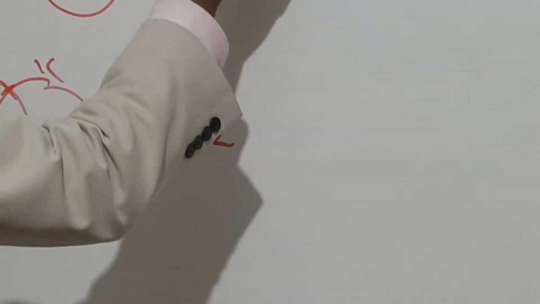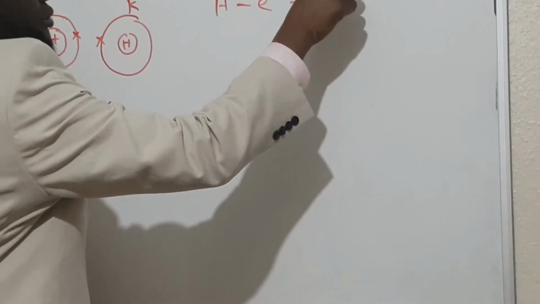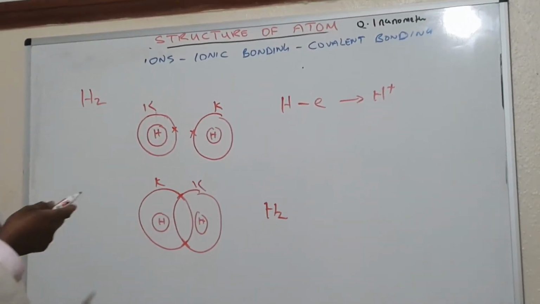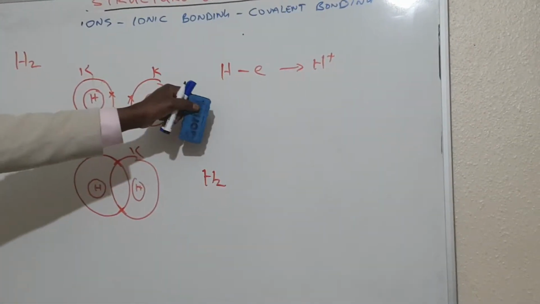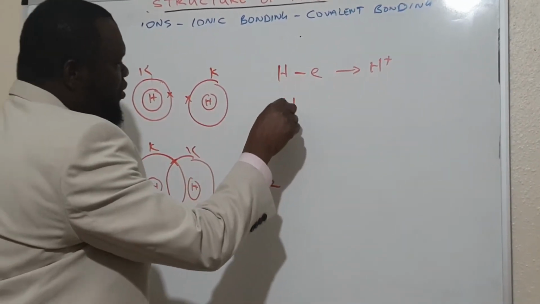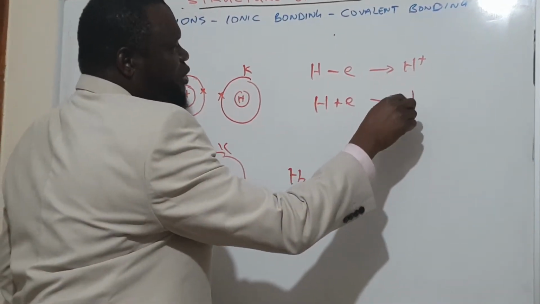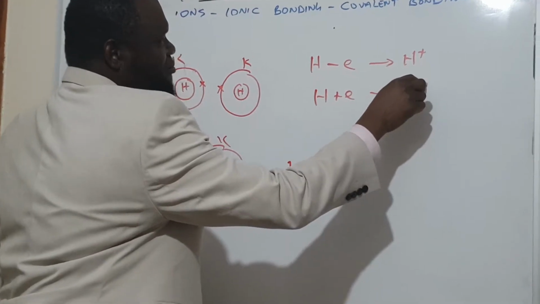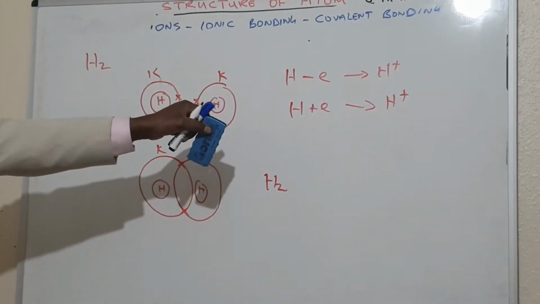Now hydrogen is diatomic. Hydrogen can lose one electron and become hydrogen plus. You have to know these things, because this is GCSE. A hydrogen atom can lose one electron and become hydrogen plus, and this other hydrogen can receive it and become hydrogen minus. That's why it cannot be.